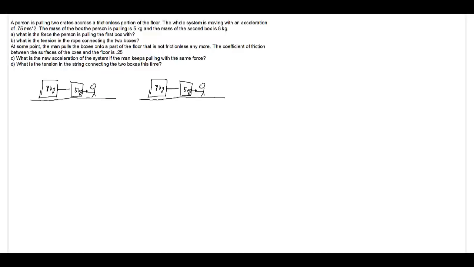So now the same guy is pulling, but this time the floor is not frictionless. There is some friction between the boxes and the floor, and the coefficient of friction, mu, is equal to 0.25. The question is, what is the new acceleration of the system if the man keeps pulling with the same force that he was pulling here, which we've got to find at some point? And what is the tension in the string connecting the two boxes this time? You found the tension before, now you'd have to find it again.